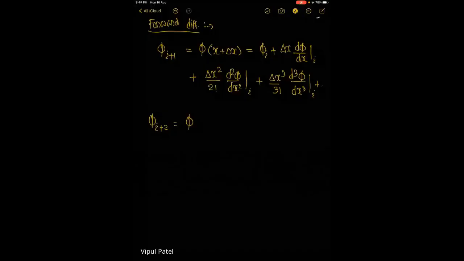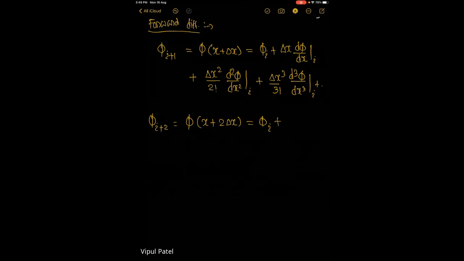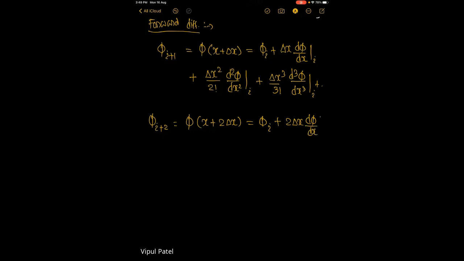So this phi at I plus 2 is nothing but phi at x plus 2 delta x. Okay. So that's why with Taylor series expansion, you can say that this is actually equal to phi at I plus 2 delta x with d phi by dx at node I, plus, here again you have a 2 delta x whole square, so I can say that this is actually 4 delta x square divided by 2 factorial, then d square phi by dx square at any node I, plus delta x cube, right?